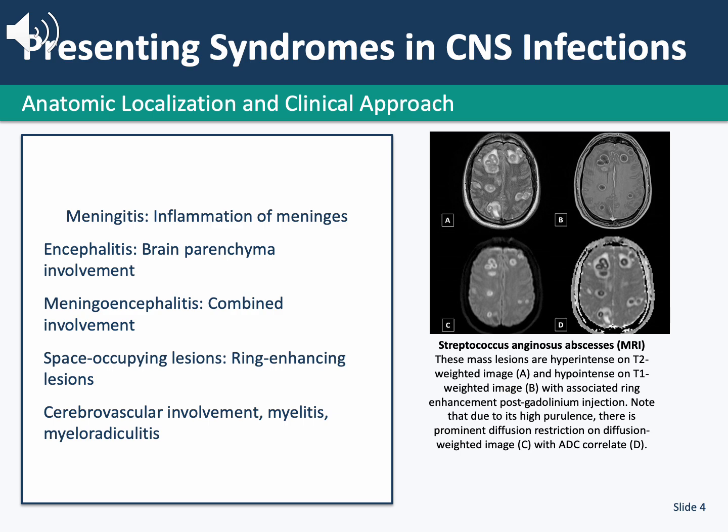CNS infections can be approached based on the presenting clinical syndrome, including meningitis, encephalitis, meningoencephalitis, space-occupying rim-enhancing lesions in the brain or spine, cerebrovascular involvement, myelitis, and myeloradiculitis. Certain microorganisms have specific tropism in the CNS. For example, herpes simplex virus typically affects the mesiotemporal lobes and insula. Listeria monocytogenes causes rhombencephalitis. West Nile virus causes deep brain lesions. Japanese encephalitis virus and toxoplasmosis also have characteristic patterns. Understanding these patterns helps guide the diagnostic approach and narrow the differential diagnosis.